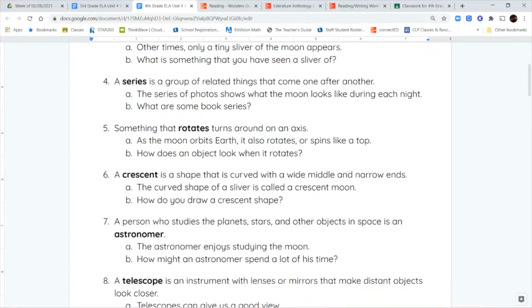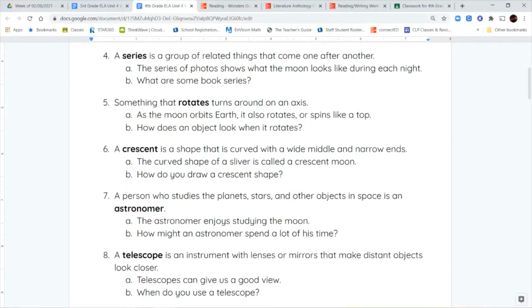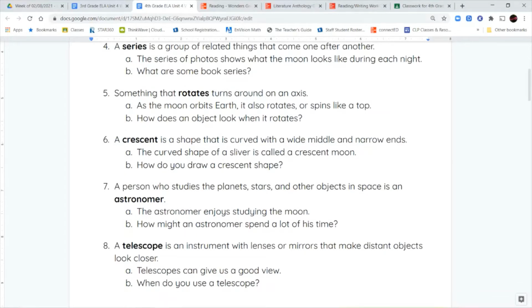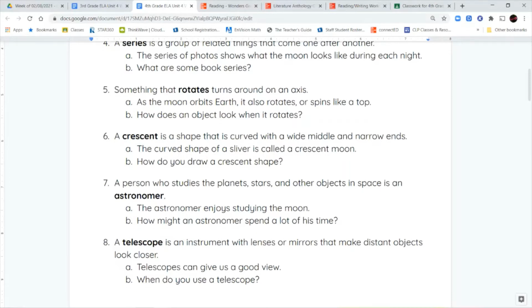Next, we have the word crescent. A crescent is a shape that is curved with a wide middle and narrow ends, right? So it's a little bit fatter in the middle, and it's pointy and skinny at the end. So the curved shape of a sliver is called a crescent moon. So when you take a sliver, like a thin little slice, and you curve it, you kind of make it like a half circle, that takes the shape of a crescent moon.